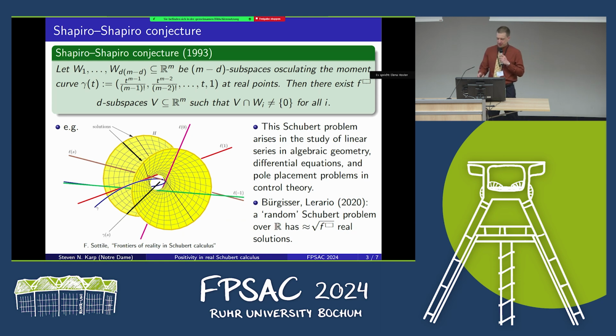Another comment is about this interesting work of Bürgisser and Lerario on random Schubert calculus. What they do is they take each of these w sub i's to be a random real subspace, and they look at the expected number of solutions over the real numbers. And what they show is the expected number of real solutions is approximately the square root of the number of complex solutions. So in other words, the property of having all real solutions is very exceptional in the sense that it's far from the expected behavior.